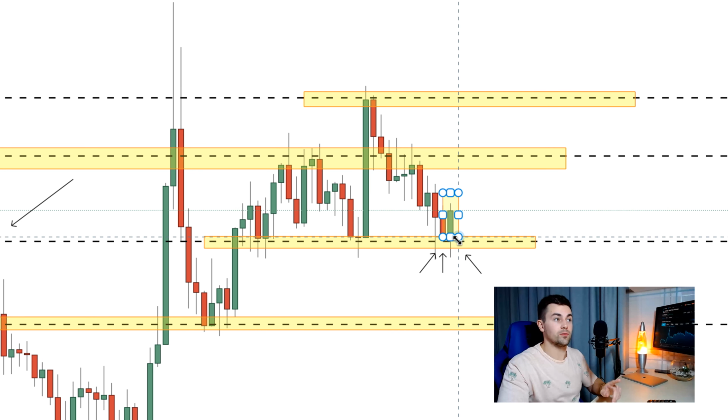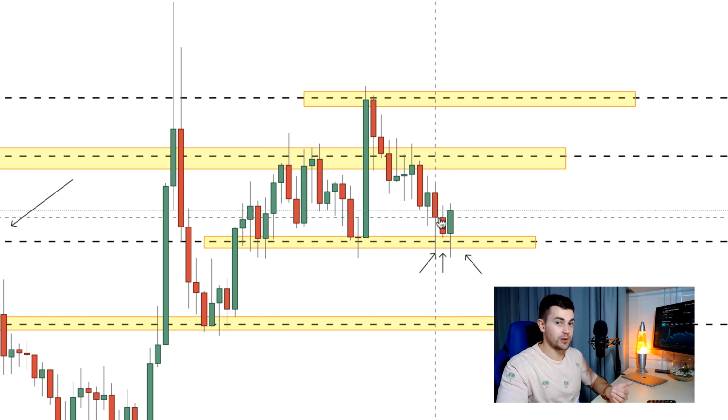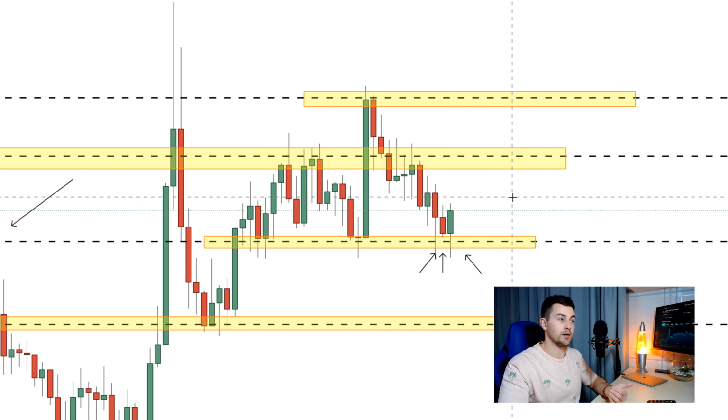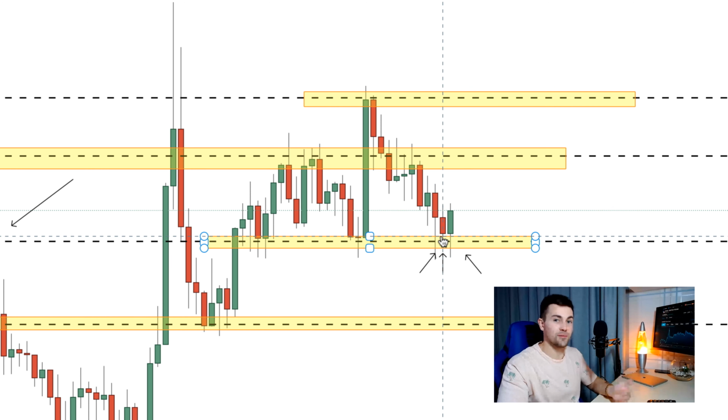Here the price formed a very nice bullish engulfing candle. What does it mean? You can see that the body of this bullish candle engulfed the previous bearish candle, and it is a very strong bullish sign. Most of the time it is a very strong reversal signal, and we must definitely consider these candles in our analysis. And you can see just the perfect example of this bullish engulfing candle.